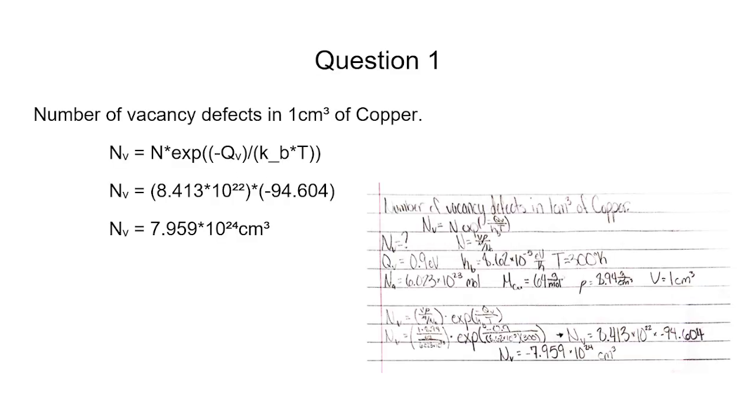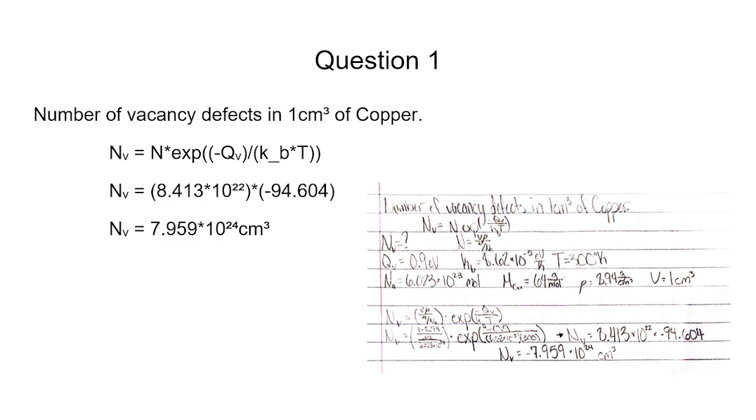For question 1 of our assignment, we were told to find the number of vacancies in both copper and palladium, which were our metals 1 and 2. To get the total number of vacancies in a centimeter cubed of copper, we used the equation N_V equals N times e to the negative Q_V divided by k_B times T, where N_V is the total number of vacancies, N is the number of lattice sites in the metal, Q_V is the energy required for vacancy formation, k_B is Boltzmann's constant, and T is temperature in Kelvin.